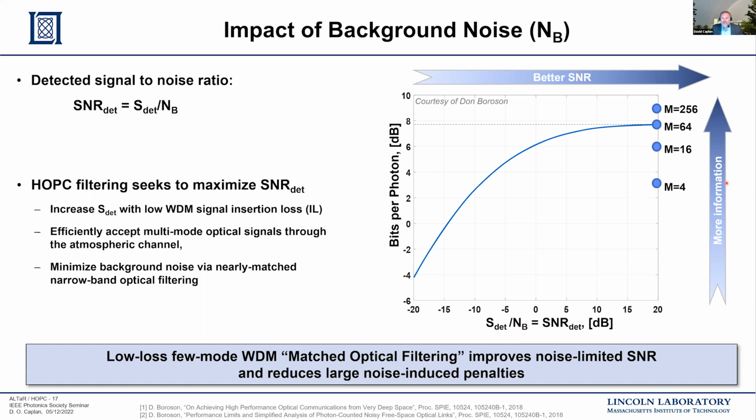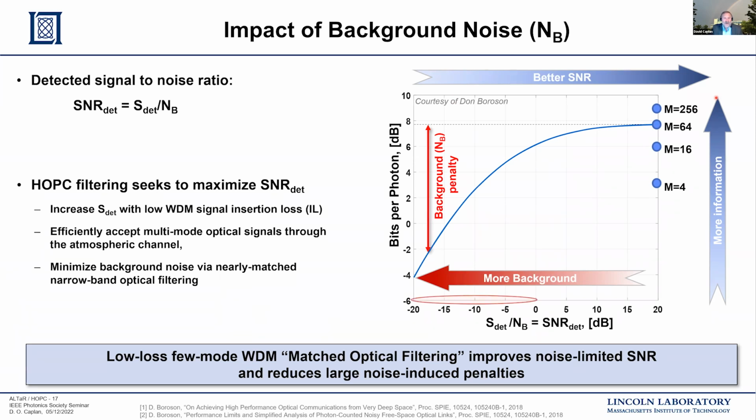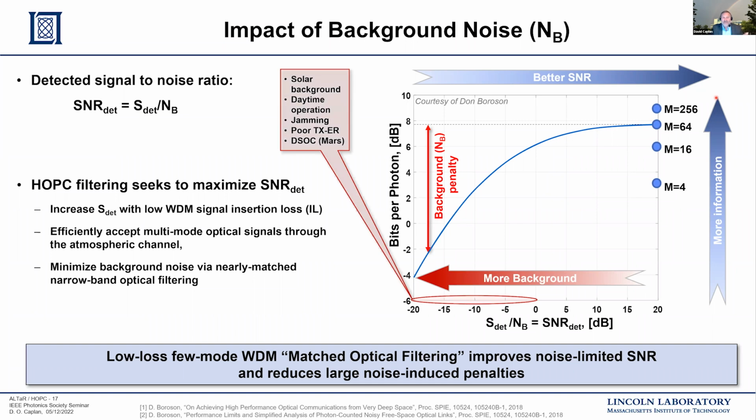And where we generally like to operate is in this upper right-hand corner with better SNR and more information per photon. But as a result of background noise, we can lose much of the sensitivity benefit that I just highlighted. And this background hit can come from things like solar background for operation during the day, intentional jamming, or inadequate transmitter impairments. And it is certainly driving existing systems such as the JPL Deep Space Optical Comm system, which is getting launched to Mars sometime in the near term.